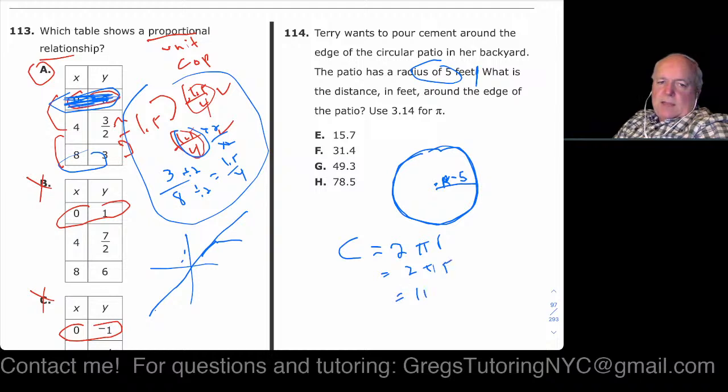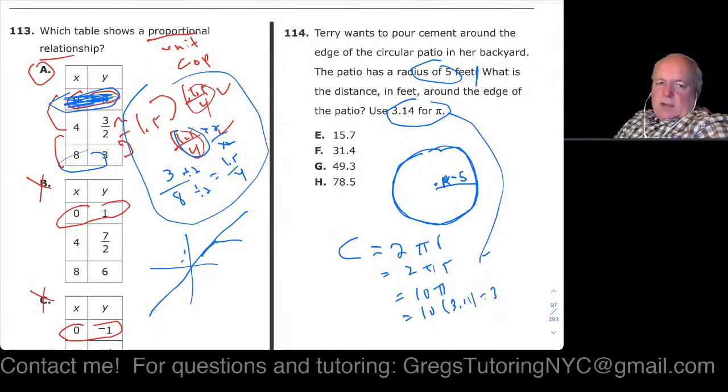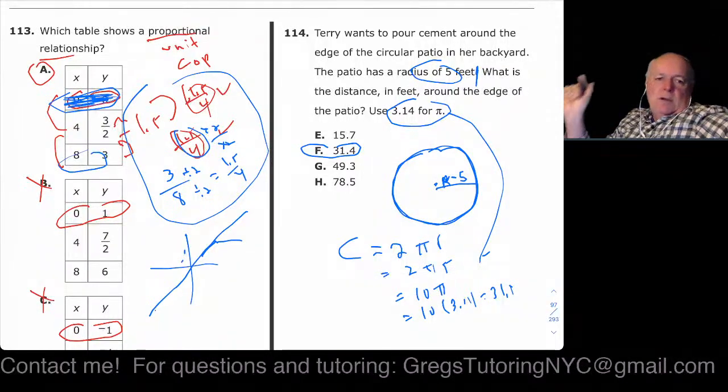And now they're saying use 3.14 for pi. So that's equal to 10 times 3.14, and that's equal to 31.4. And we get F, and we live happily ever after. We get the top score ever in the history of the SHSAT, and booyah, booyah, booyah.